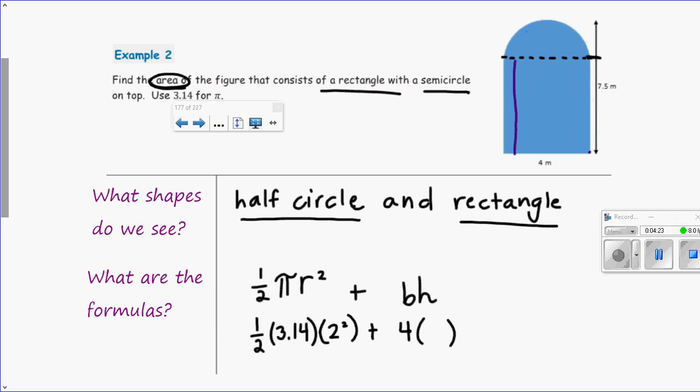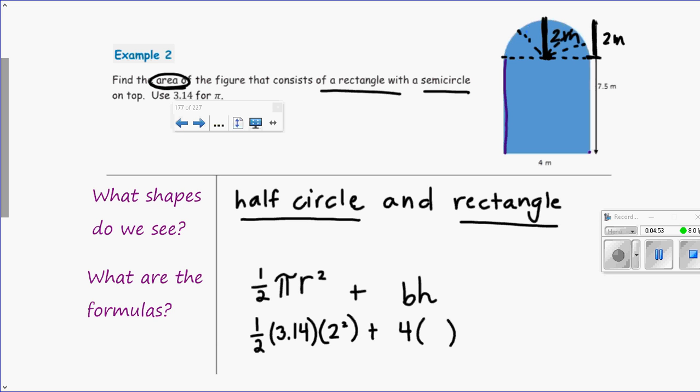It's not 7.5. We need to figure out what it is. And if the only other piece of information they give us is the 4 meters, then that's got to be able to help us. And here's why. We just figured out that the radius was 2. If the radius is 2, from the center to the edge of the circle in any direction, it would be 2. So that means that this line right here is 2 meters, which means that this piece is 2 meters.